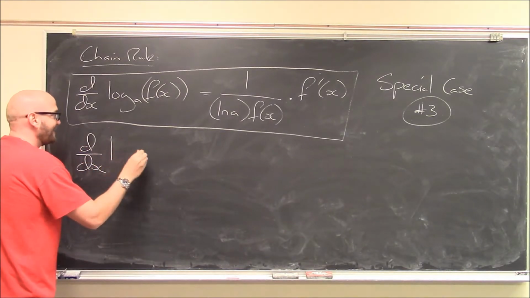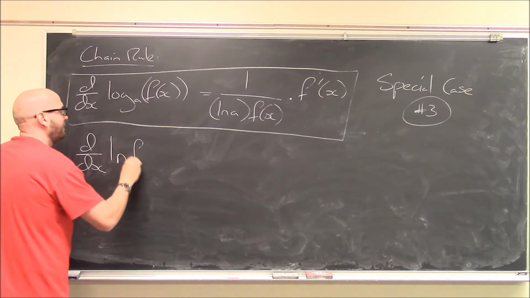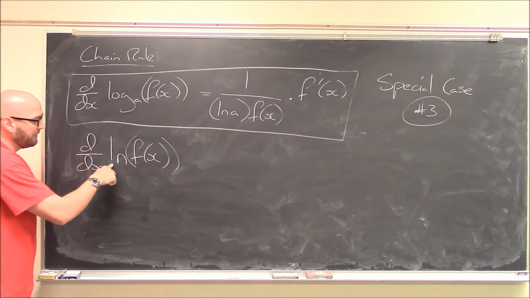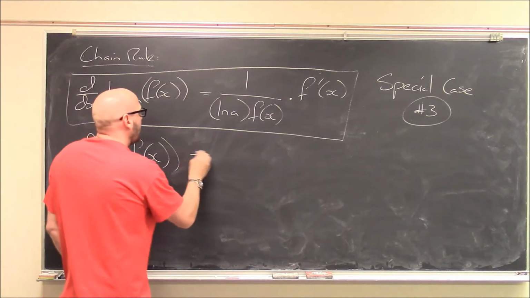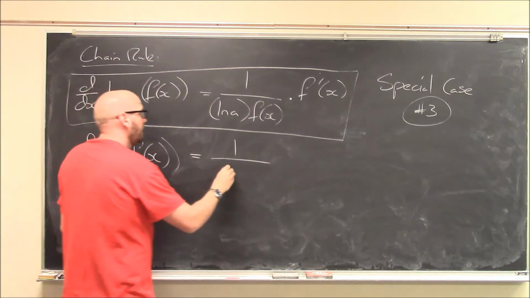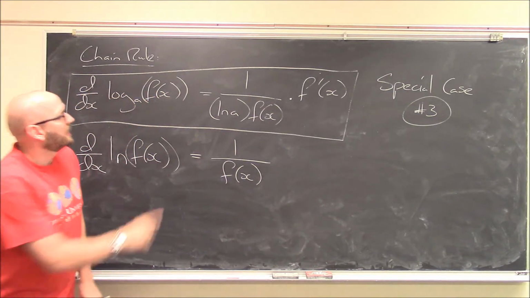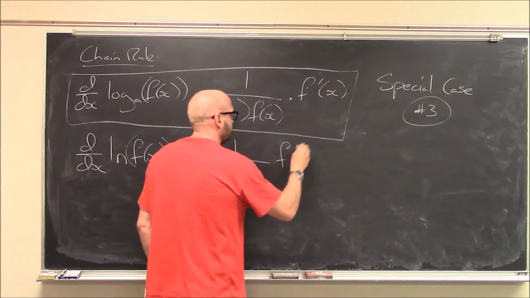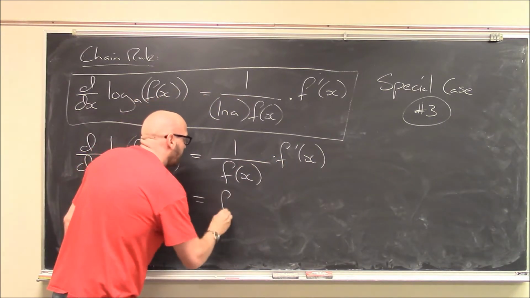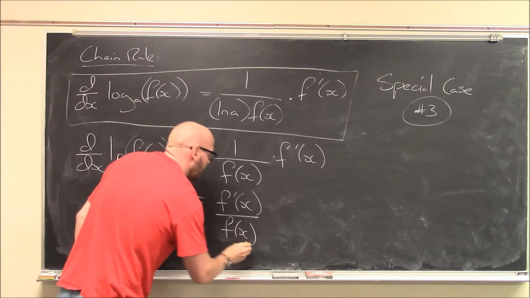the even more special case of this is when you don't have an arbitrary base, you've got natural log. And it just looks a whole lot better. If we take the derivative of ln of a function of x, what do I have? I've got 1 over ln of e, so just 1 over f of x times f prime of x. And people often just write this as f prime of x over f of x.